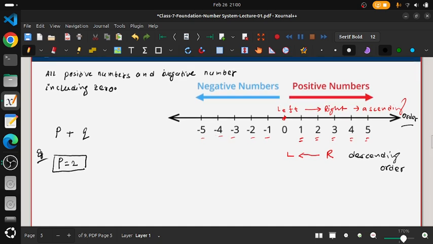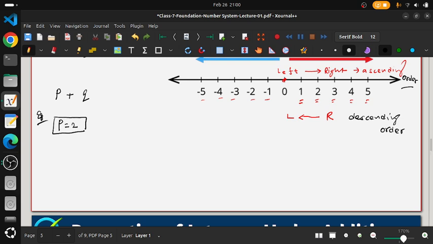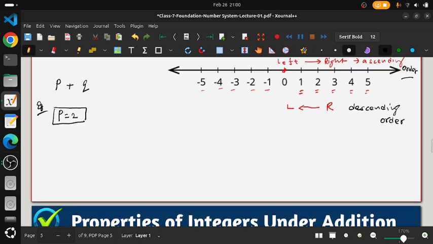P is equal to 2. So with that P, if I want to add any number, any positive number we are adding here, suppose I want to add 1 here, so 2 plus 1 will be equal to what? 3 only, no? And the 3 will be to the right of the given number. See here, the 3 is on the right side of the given number 2.